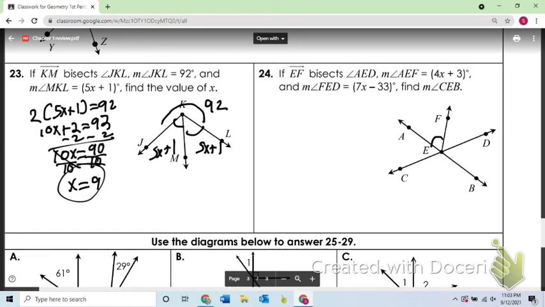Here, we're told that EF bisects AED, so we know that those two are the same. We know that AEF is 4x plus 3. And we know that FED is 7x minus 33. So those are going to be equal to each other.